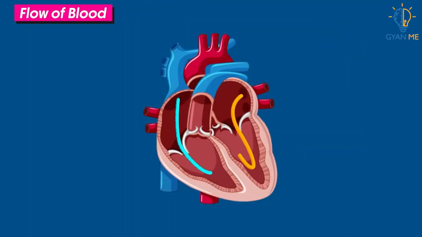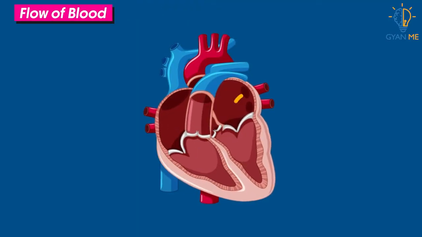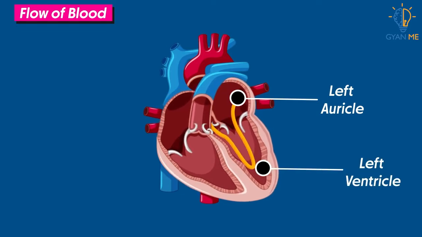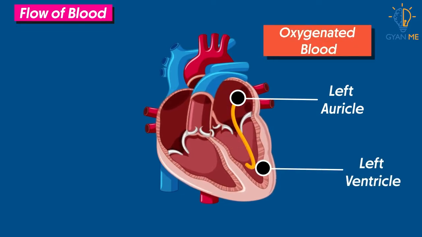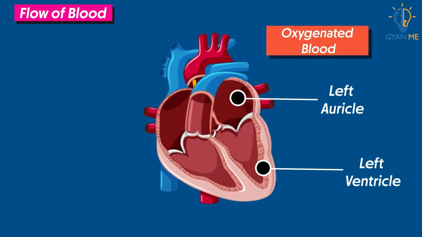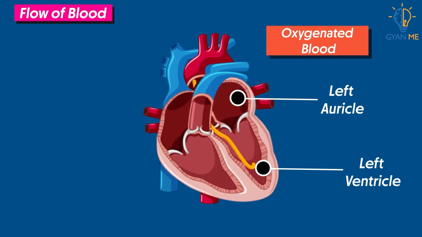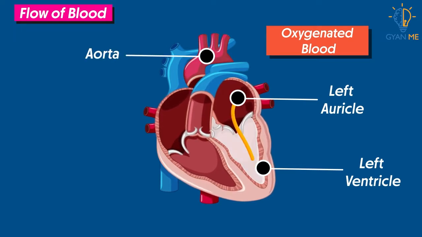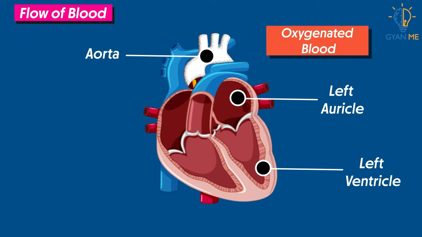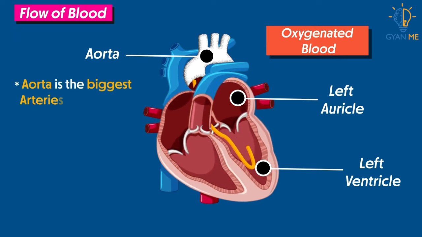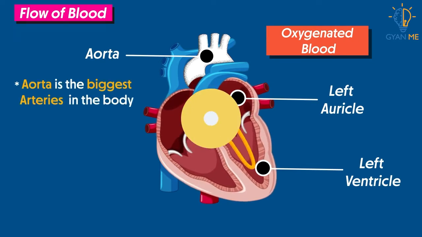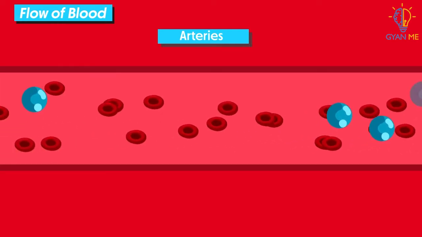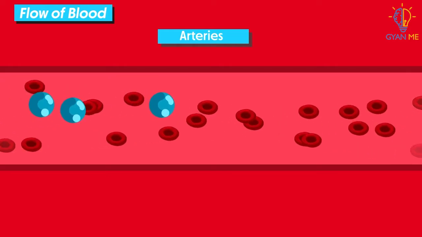Blood in the left chambers of the heart, that is left auricle and left ventricle, is rich in oxygen and is called oxygenated blood. When the heart contracts, this blood from the left ventricle enters the artery named aorta. Remember, it is the biggest artery of the body. Yes. Arteries carry oxygenated blood away from the heart to all body tissues.